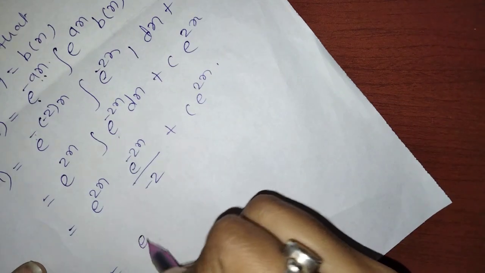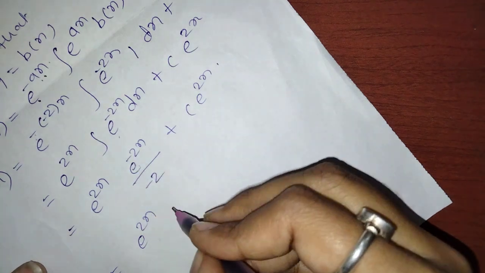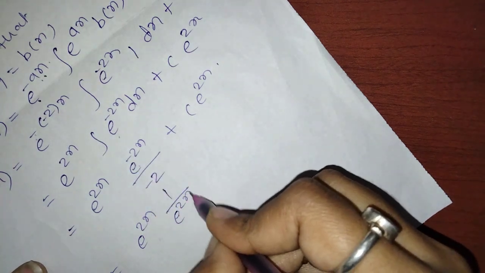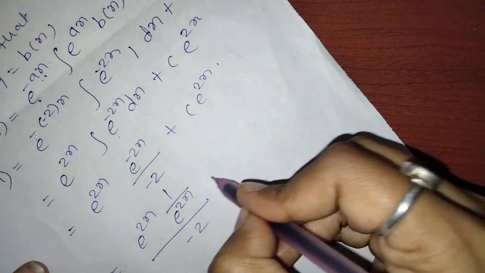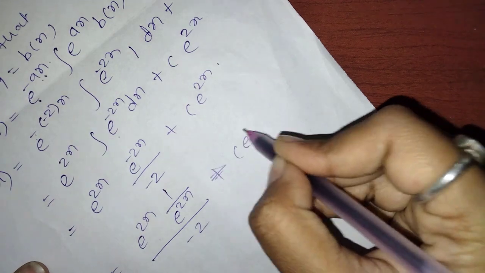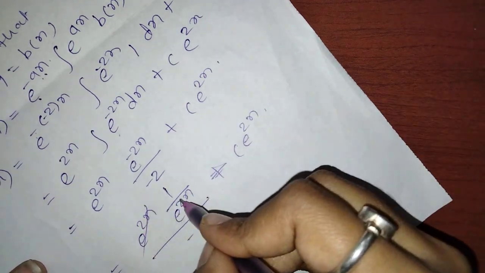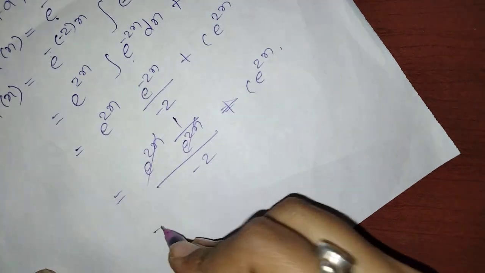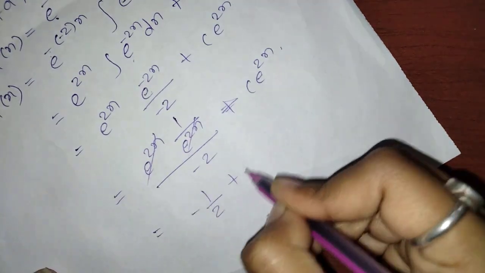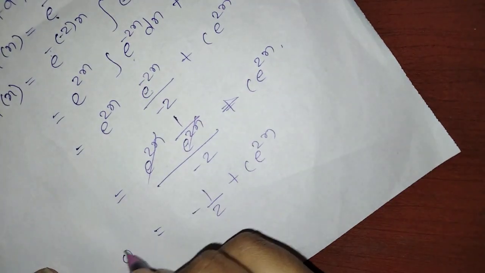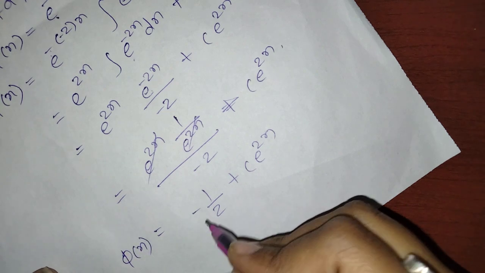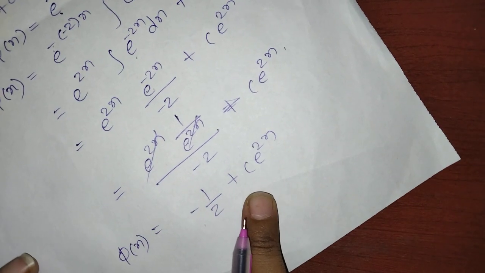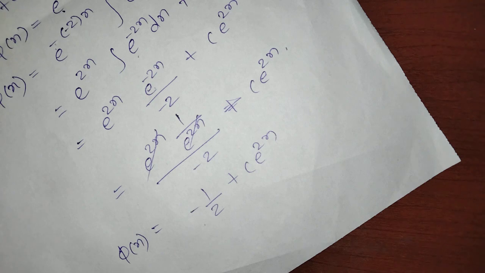Now e raised to 2x and e raised to minus 2x means 1 upon e raised to 2x, upon minus 2 as it is, plus c times e raised to 2x. The e raised to 2x terms get cancelled, and we get minus 1 upon 2 plus c times e raised to 2x. So phi of x is equal to minus 1 upon 2 plus c times e raised to 2x. Okay.